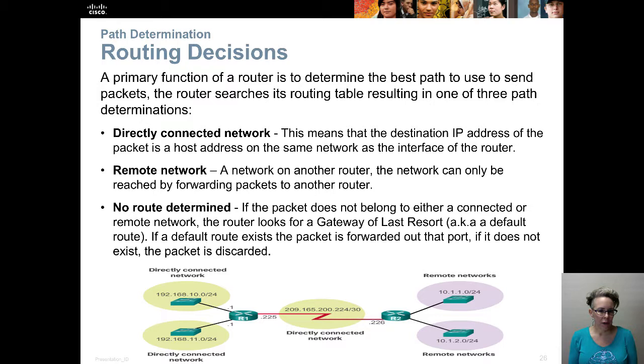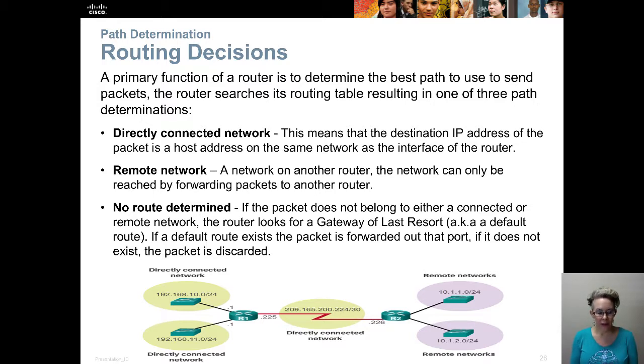One are networks that are directly connected to the router. So on R1, you will see I have 3 networks directly connected to R1. I've got 192.168.10.0, 192.168.11.0, and then the serial network 209.165.200.224. Those are the directly connected.